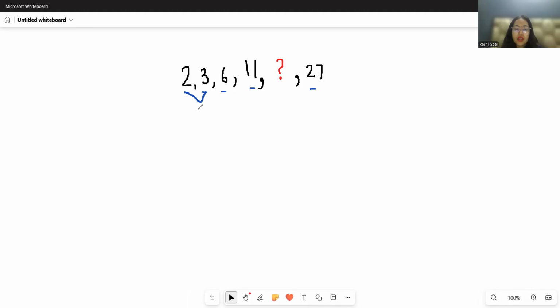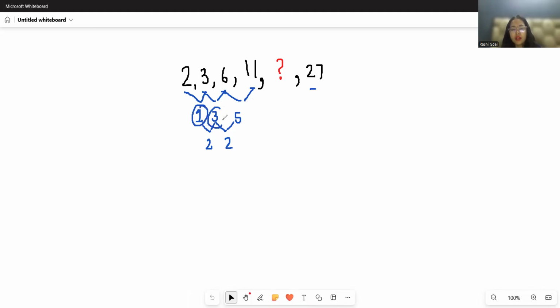So 2 to 3, the difference is 1. Then 3 to 6, the difference is 3. Then 6 to 11, the difference is 5. Now again if I check the difference, 1 to 3 the difference is 2, 3 to 5 the difference is 2. So what we noticed is there are two patterns: the difference is 2, or you can say simply that the differences are odd numbers.